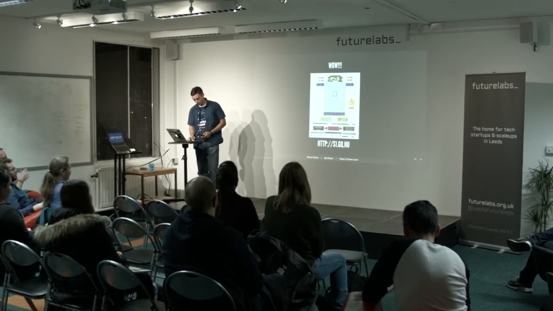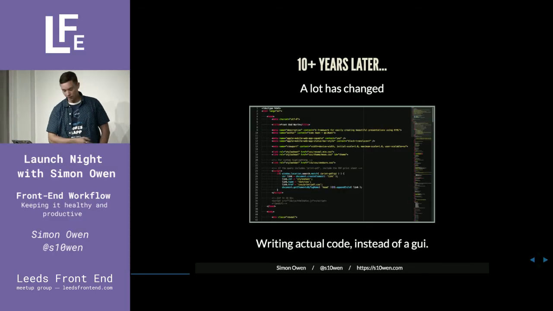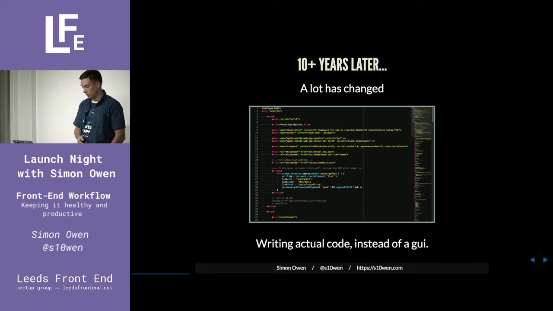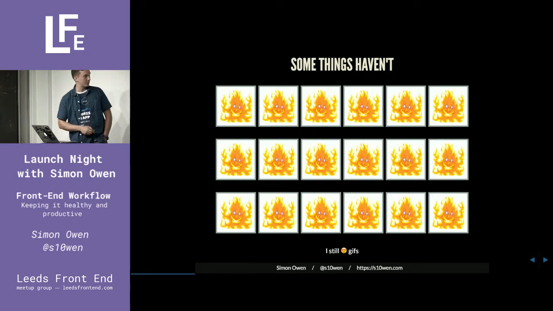Here's a little video as well with some of the buttons. Is that going to play? Okay, I need to play that over here. There we go. So you get a bit of an idea there of what's going on. Angelfire. This is GeoCities, this one. Okay, so over 10 years, a lot's changed. I'm now writing actual code in Sublime Text here, instead of using a graphical user interface. However, some things haven't changed. I still love GIFs.